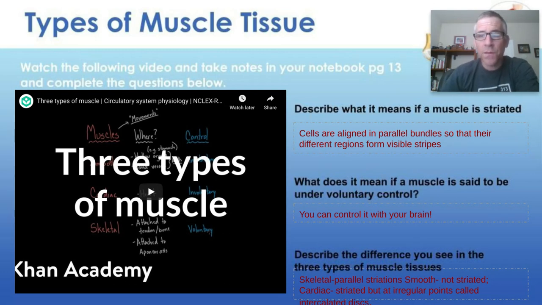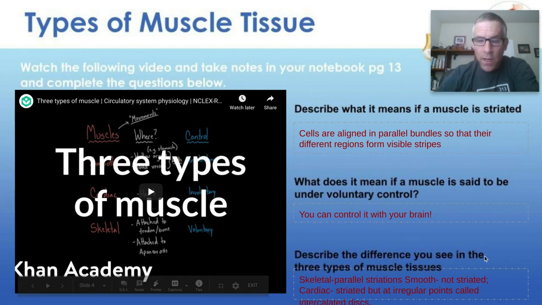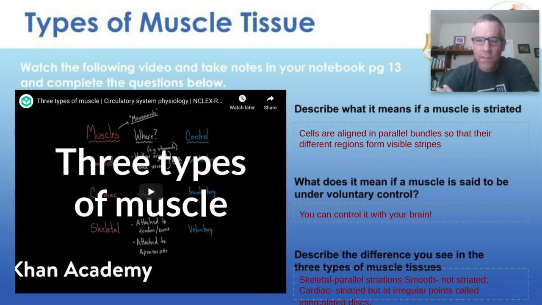We have other muscles that are involuntary, meaning from our brain, from our nervous system, we don't have a control. I can't sit here right now, and neither can you. We can't sit here and say, okay, I want my stomach to contract right now to start digesting that food. It's actually already doing it. Finally, describe the difference you see in the three types. As I talked about before, skeletal muscle has those parallel striations. Smooth muscle is just not striated. You don't see clear delineations of those stripes.